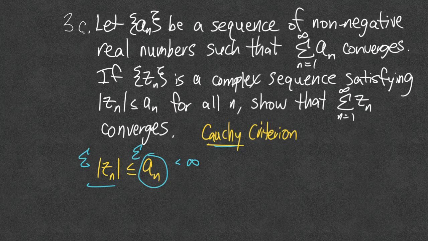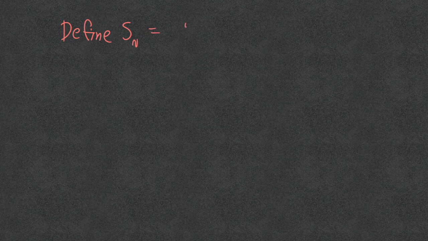So what we're going to do is, this says first that the series of a sub n converges. So let's write out what it even means for a series to converge. Hopefully this is a little bit of review from Calc 2. The first thing that we're going to do is define the partial sums. So the partial sum S sub n is going to be the sum from k equals 1 all the way up to n of the a sub k's.